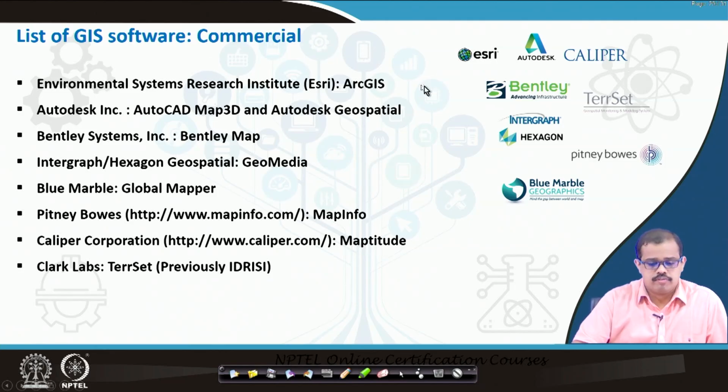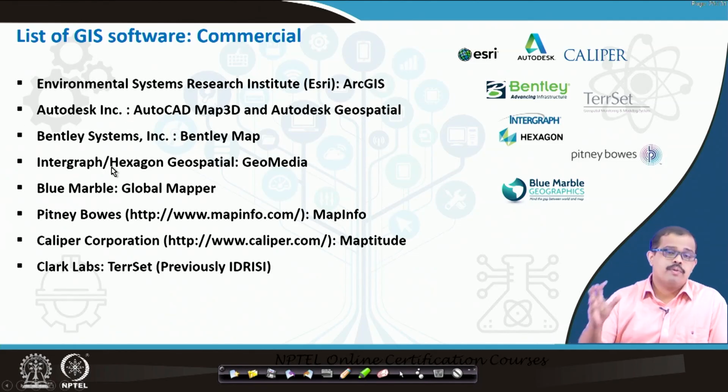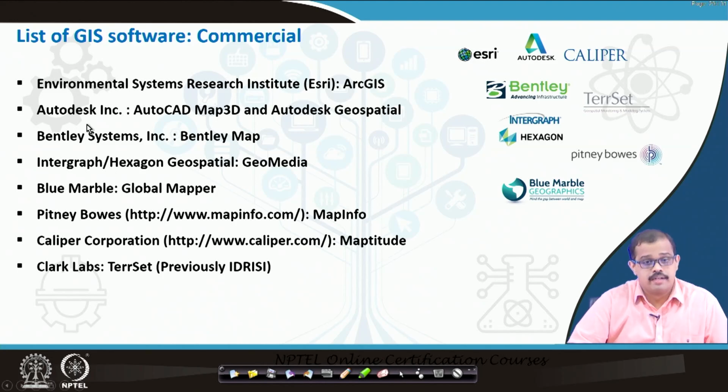This software can be used. Then you have AutoCAD Map 3D and Autodesk Geospatial. This has become a very promising software in terms of deriving geographic information. Then you have Bentley Map, which can give you map based inputs in terms of how geospatial data is used for maps in decision making. Then you have Intergraph for Hexagon Geospatial, which has GeoMedia. GeoMedia is extremely capable of analyzing geospatial data. So if someone wants to look at very advanced models, advanced instances of working, GeoMedia can come in handy. Then you have Blue Marble, Global Mapper.